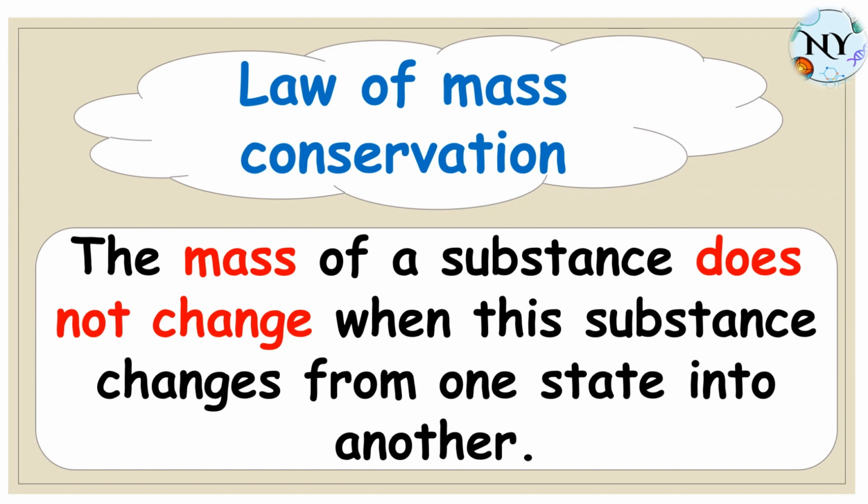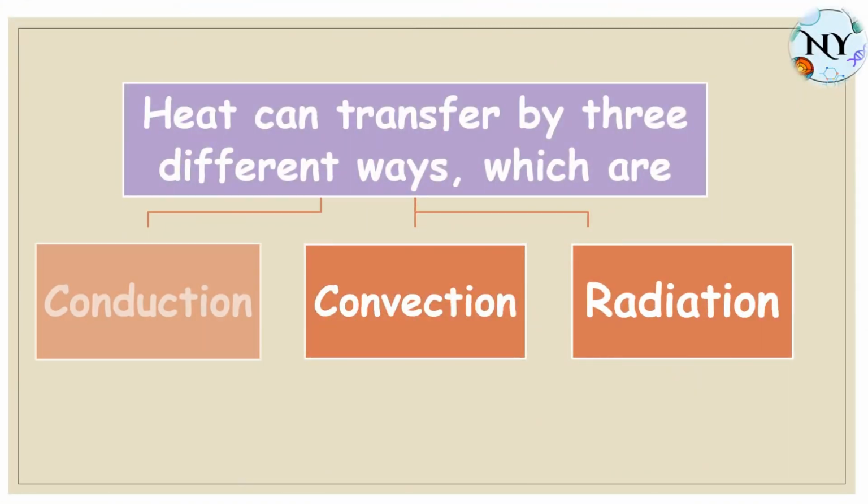So please repeat after me. Law of mass conservation. Or sometimes we can say it as law of conservation of mass. It means the mass of a material doesn't change when this material changes from one state into another. So the mass of ice cubes doesn't change when it melts into water, and the mass of water doesn't change when it turns into water vapor or steam. It is still as it is without any change.